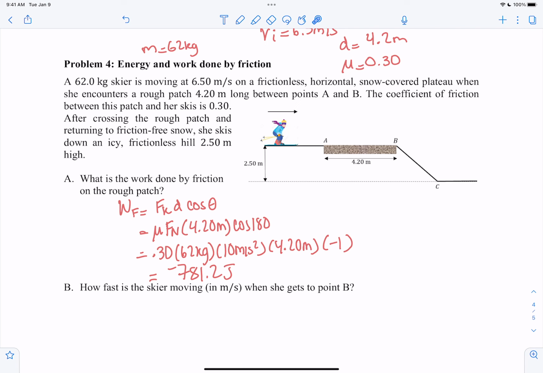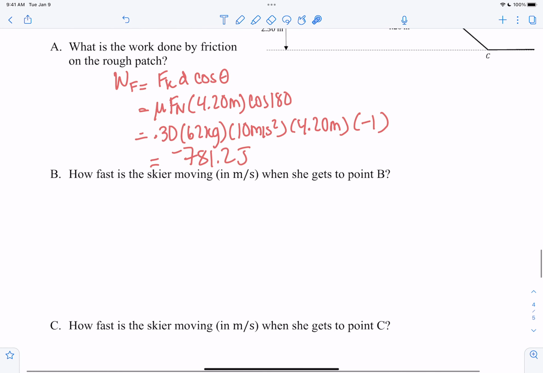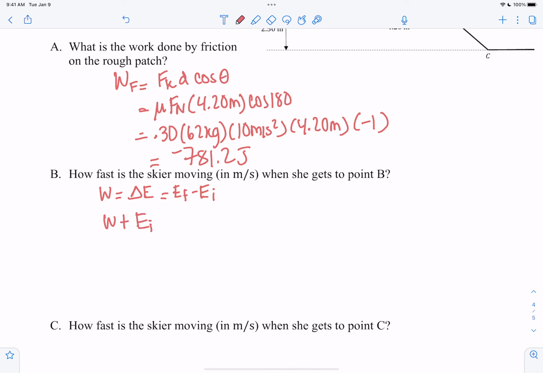So if we want to figure that out, we know there is work done, and that work done is going to equal a change in energy, right? And that change in energy is equal to EF minus EI. So work plus the initial energy is equal to the final energy, right?